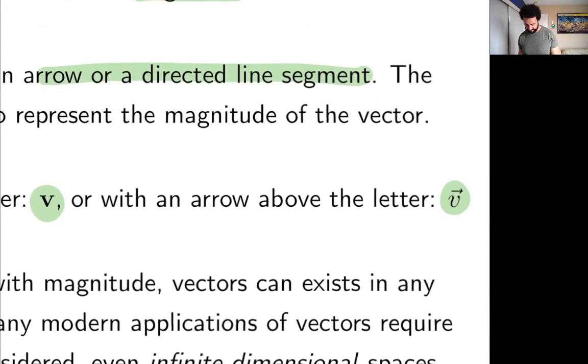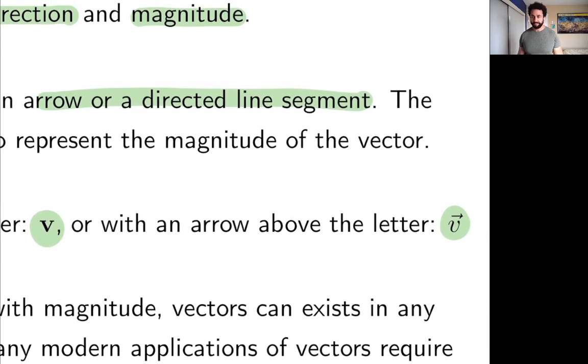Let me zoom in a bit. There you go. So if you want to talk about the vector v, you can just write a v and then put an arrow over the top, and that's also acceptable notation, and everybody will know what you're talking about.